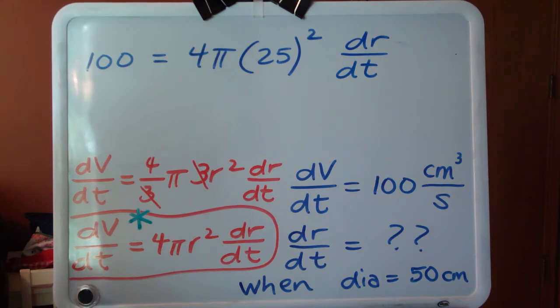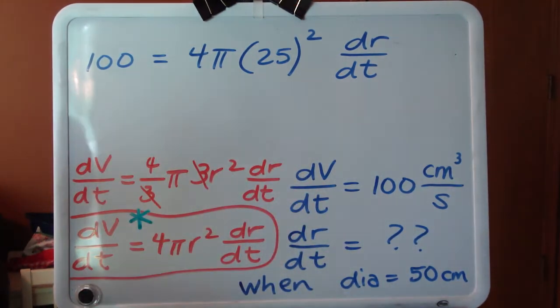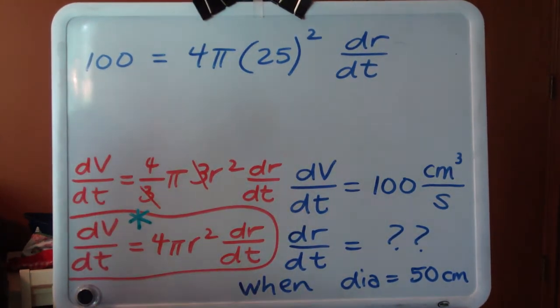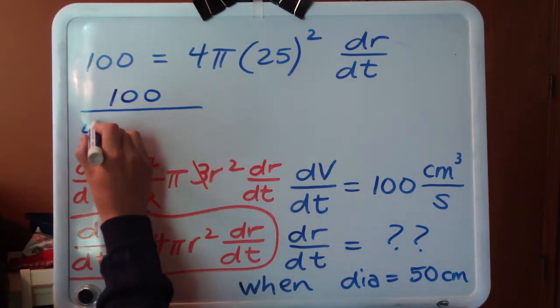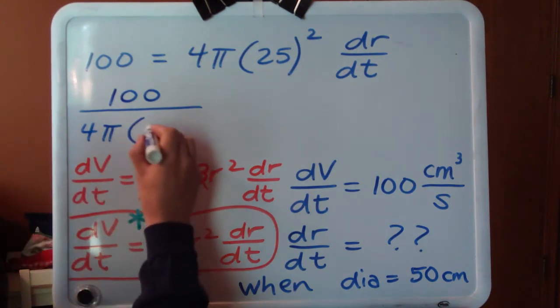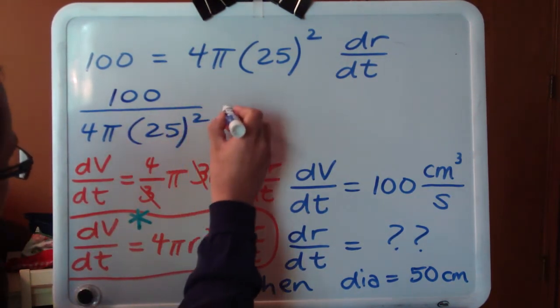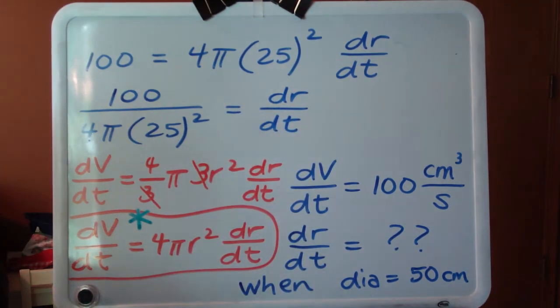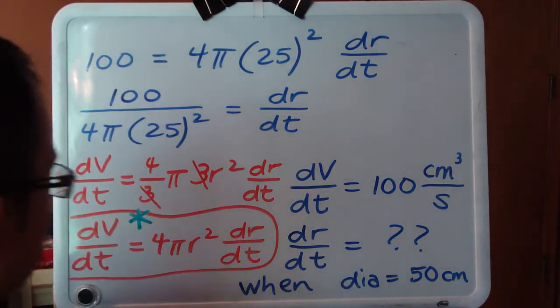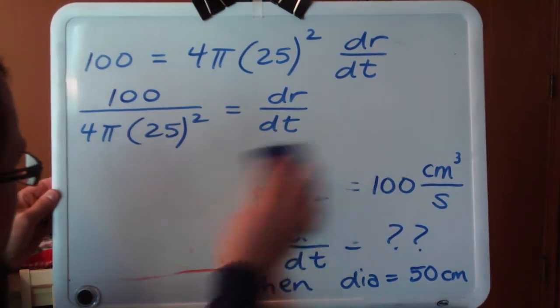Okay. So now we just have an equation with one unknown thing, dr/dt, so we could simply divide both sides of this entire equation by this expression, and we would be done with the problem. So we're going to have 100 here, divided by 4 pi 25 squared, and this will be dr/dt. This will describe to us how the radius is changing at that moment, so how r changes with respect to time. Okay, so we're all set here.